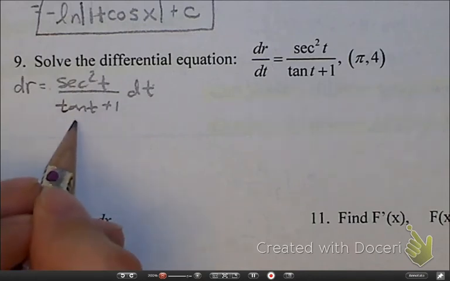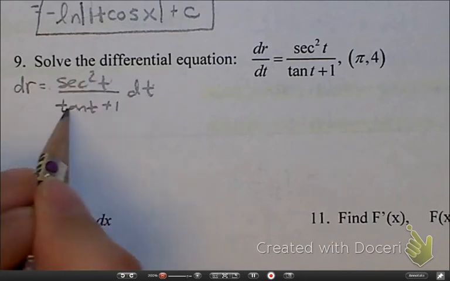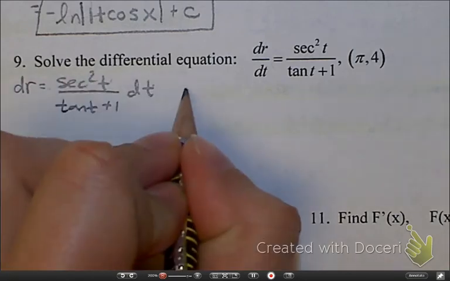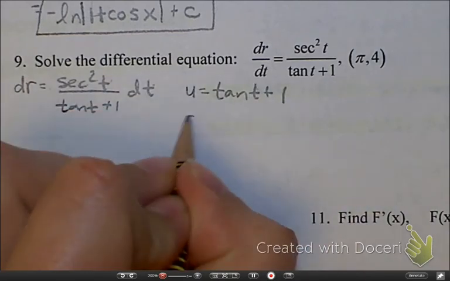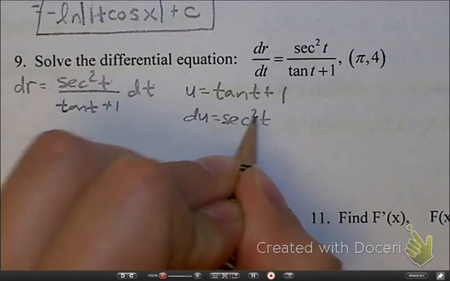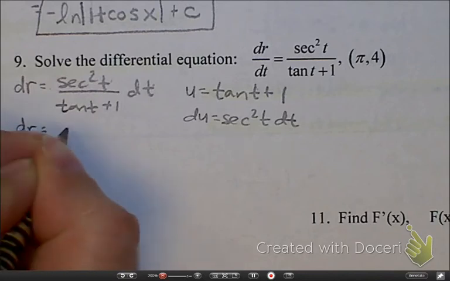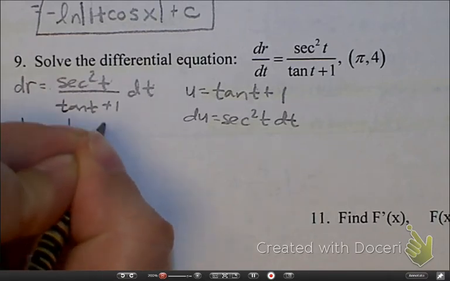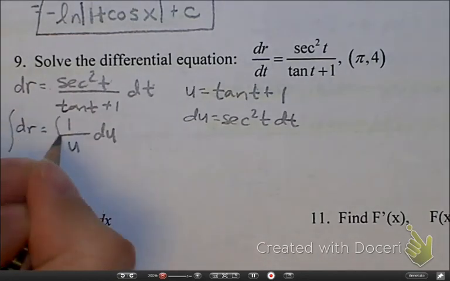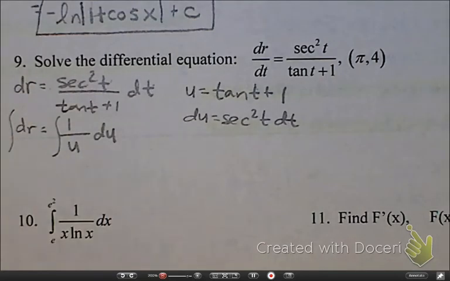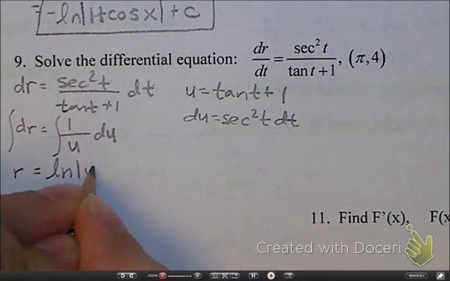You'll know that the derivative of tangent is secant squared. So that's probably the derivative of the inside. So I'm guessing this is going to be my u down here. So u equals tangent t plus 1. du equals secant squared t dt, which is what I have here, secant squared t dt. So dr is therefore equal to 1 over u du. So if I integrate both sides like this, I get that r is equal to ln of the absolute value of u plus c.